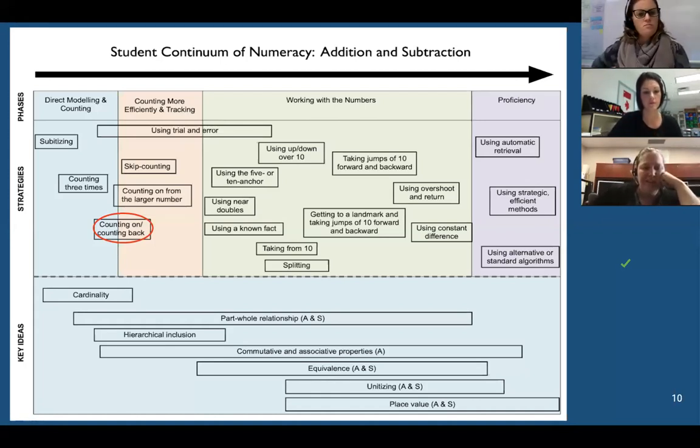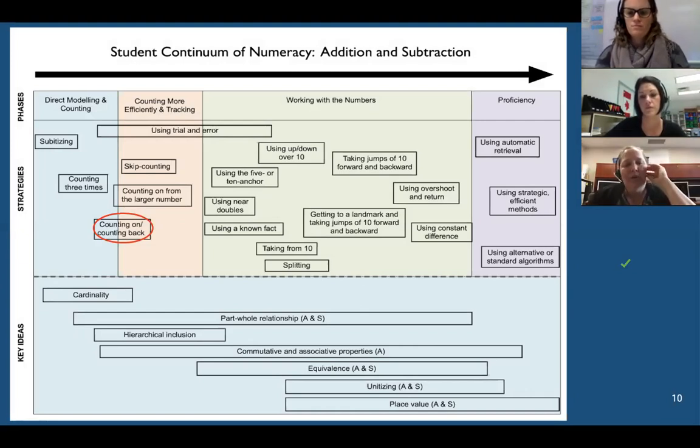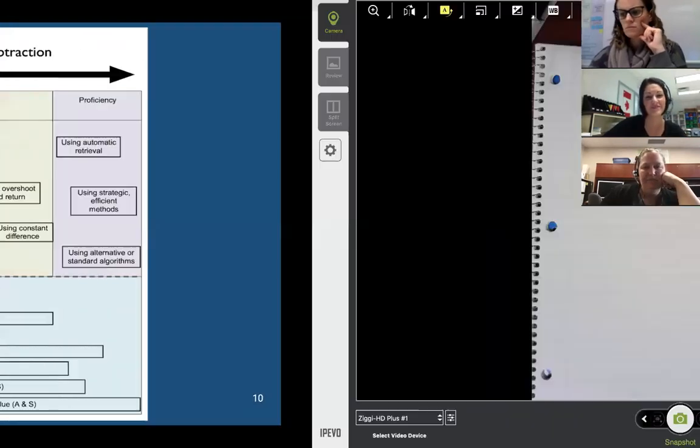One of the things you'll notice in the counting on is that the box goes across the phase line. So half of the box is in blue and half of the box is in orange. And that's important anytime a strategy goes across the phase lines, because it means that it can look a little bit different, whether it's on one side or the other. So we're going to start by looking at counting on when it's on the blue side, the direct modeling version of counting on first.